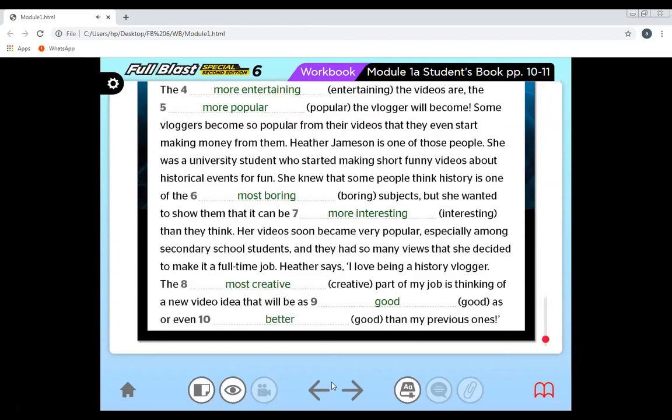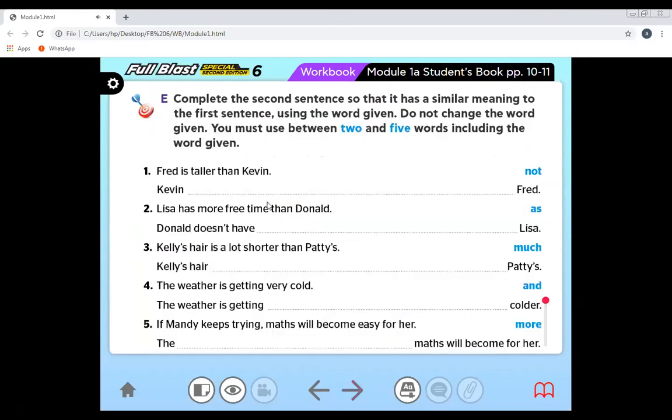Okay, let's go to the exercise after it, which is exercise E. Complete the second sentence so that it has a similar meaning to the first sentence using the word given. Don't change the words given. You must use between 2 and 5 words, including the word given. It's like a rewrite exercise. Fred is taller than Kevin. He wants you here to change the sentence into negative. Start with Kevin. So it will be Kevin.